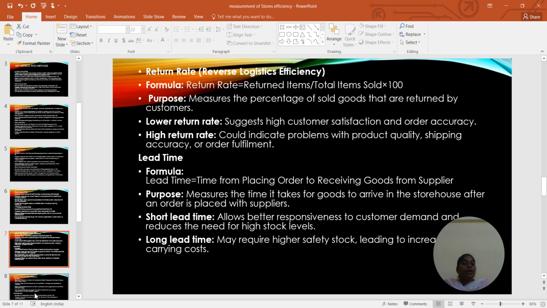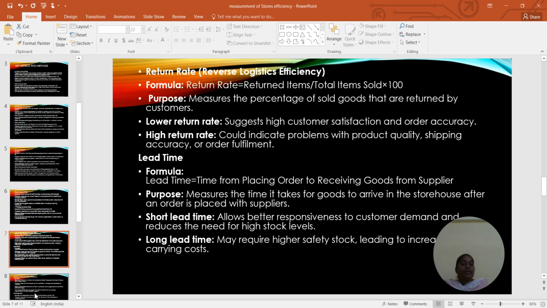And the formula is return rate equals returned items divided by total items sold, times 100. And the next one is lead time. Lead time measures the time it takes for goods to arrive at the storehouse after the order is placed with the suppliers. So whenever we place orders with the suppliers, how much time it takes for the goods to come to the storehouses.